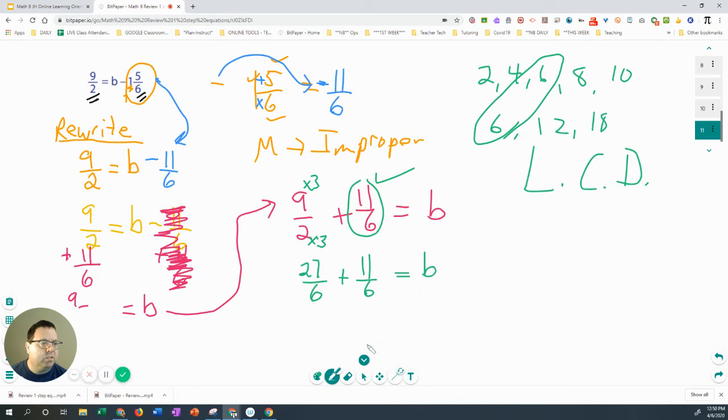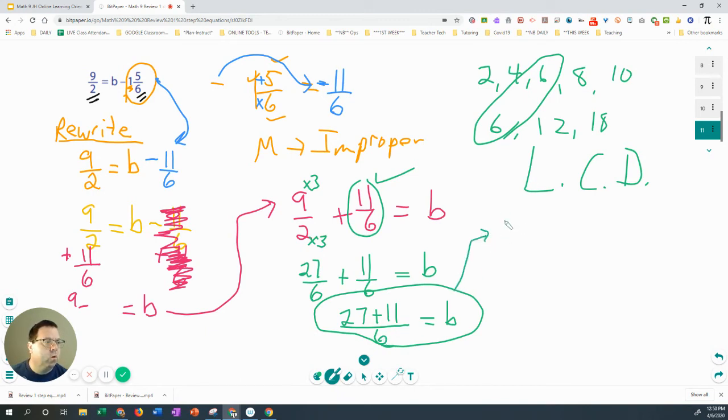Here comes my favorite step. This is when students score brownie points with Mr. Smith when they show this step. I love this step. It shows me that the common denominator is actually common, and you don't add it. This is not going to be 12. So you got 27 plus 11. That's equal to 38. So our answer is 38 over 6.